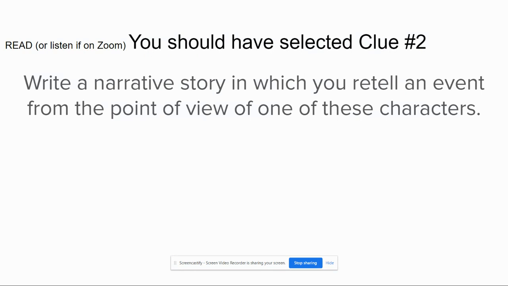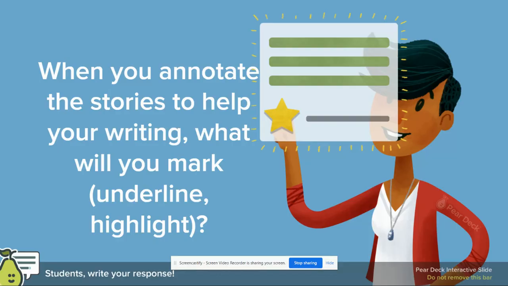The clue or the words in the prompt telling you to write that story in first person were from clue number 2. Write a narrative story in which you retell an event from the point of view of one of these characters. Now, when you look at the 3 stories, what information are you looking for that's going to help you write a response to this prompt?